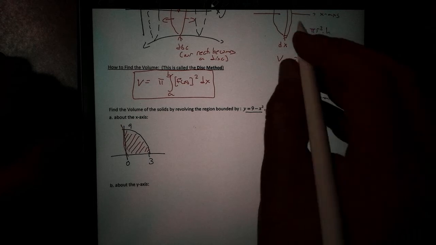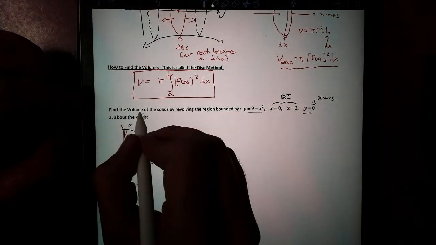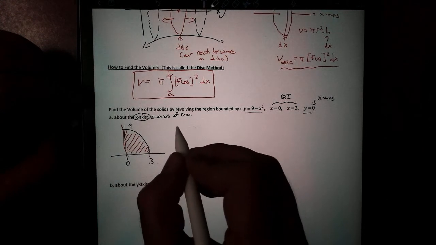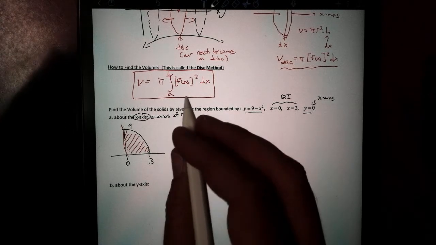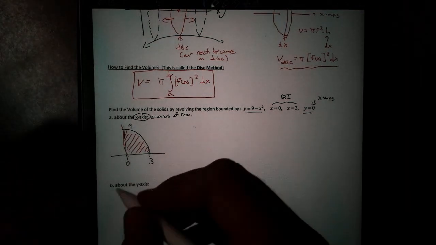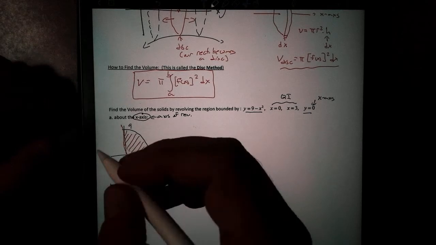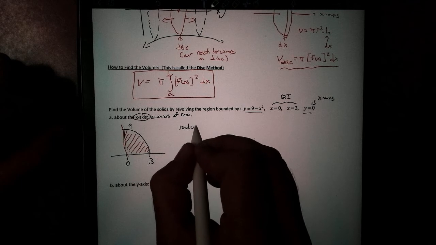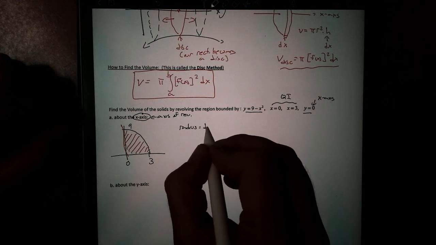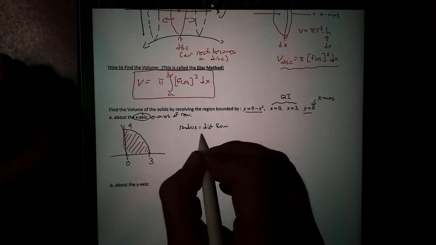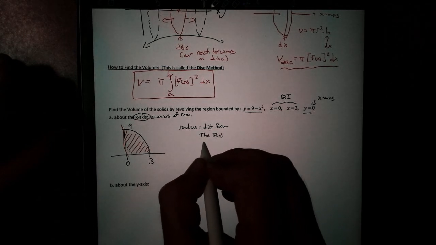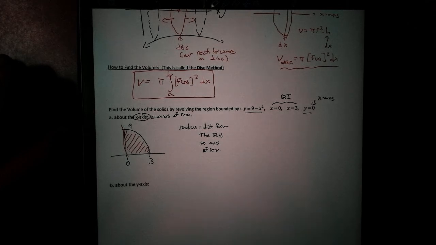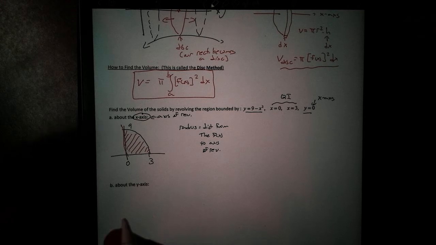Now, they're telling me we're going to revolve this about the x-axis. This is our axis of revolution. And this is nice because we are going to be in terms of x, so this is going to be our disk method. So what we're going to do is get the radius. To get the radius, let's define what a radius is. You want to write this down. The radius is the distance from the function to the axis of revolution. That's how we determine what a radius is.